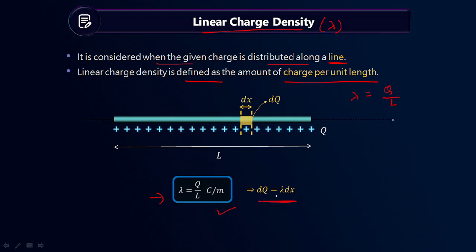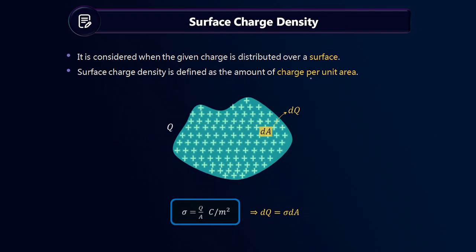If I want to write a small element, so if I take one small element having thickness as dx, then dq will be how much? Lambda times dx. Simple. Now next is surface charge density. We denote it with sigma.